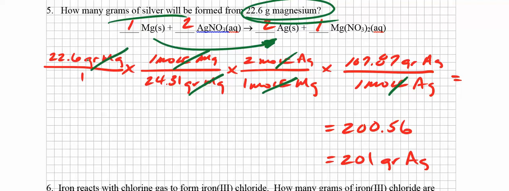So now it's just a matter of getting my calculator. 22.6 times 2 times 107.87. Hit the equal button. Divide that by 24.31. Here's what I get on my calculator, 200.56. But I'm going to want it to 3 significant digits because the 22.6 is the least of all these products and quotients, and it has 3 significant digits. 201 then will be my final answer.